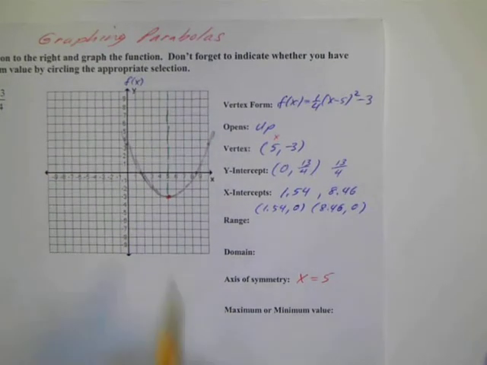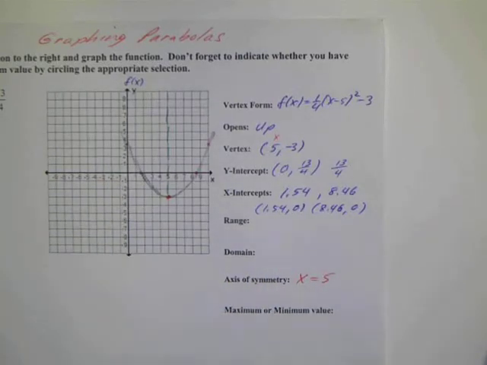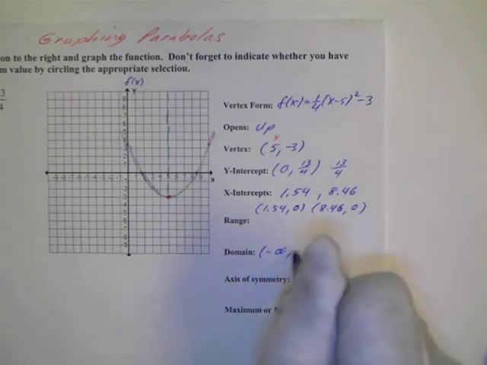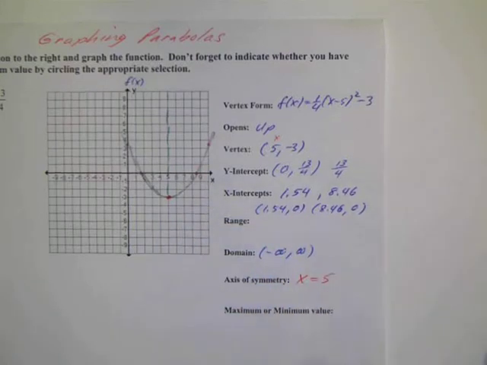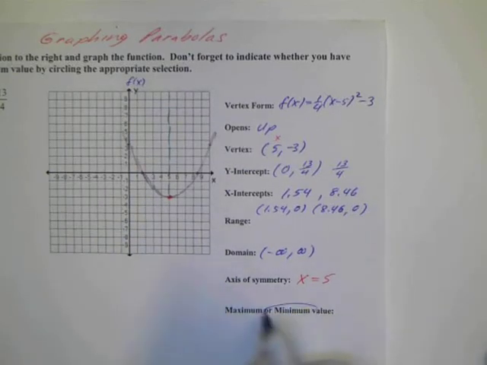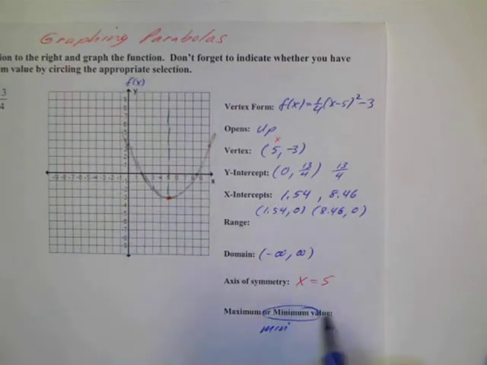What's the range? Well, the domain is all the real numbers. So the domain is negative infinity to infinity. Now the range of the y values, and I do have a minimum value over here, so we have a relative minimum value. The minimum is negative 3, or we could say y equals negative 3. That's our minimum value.